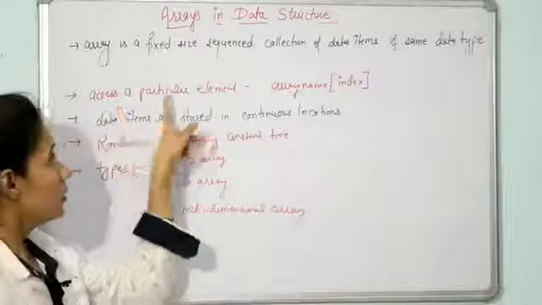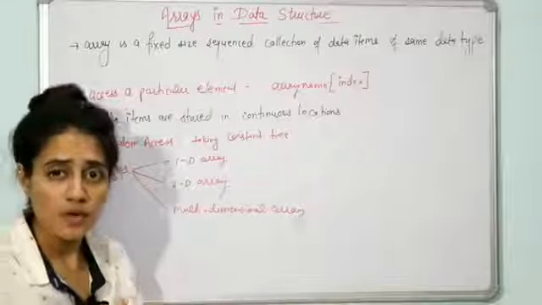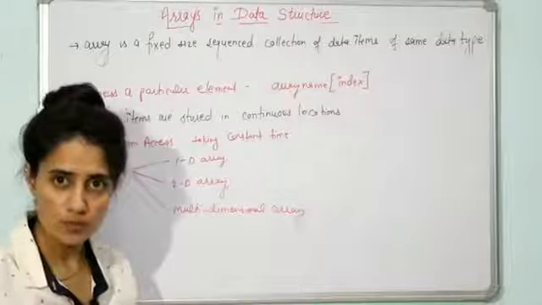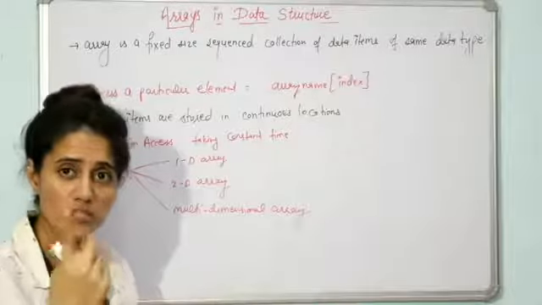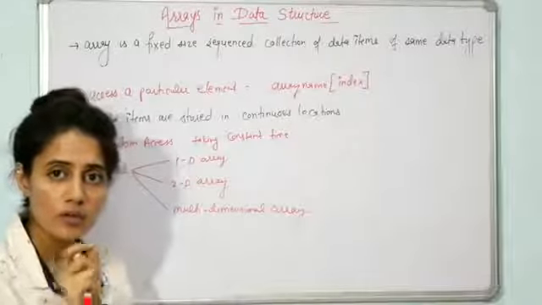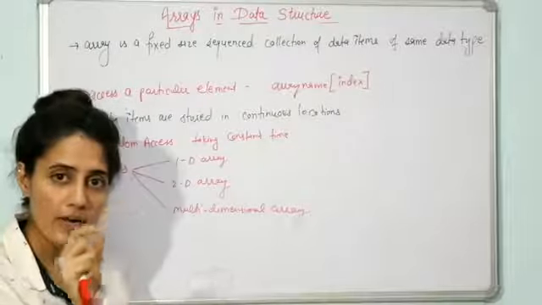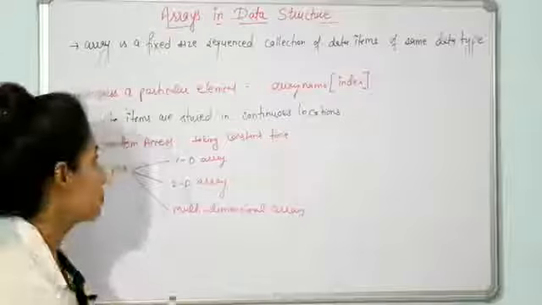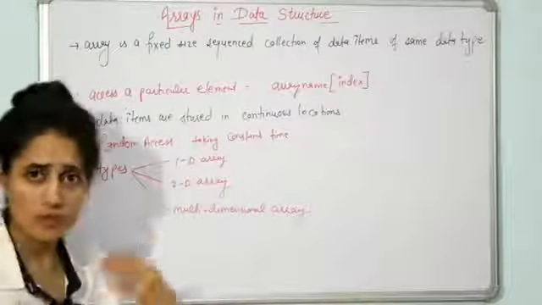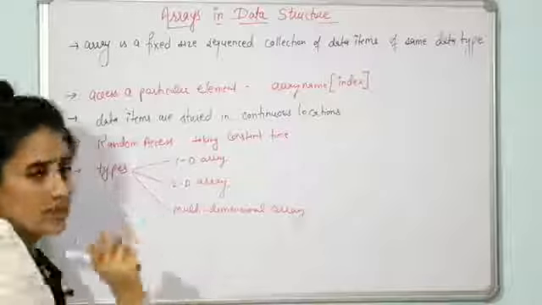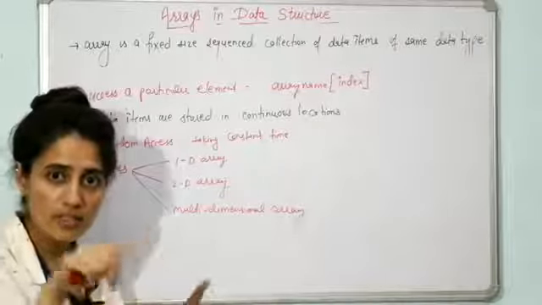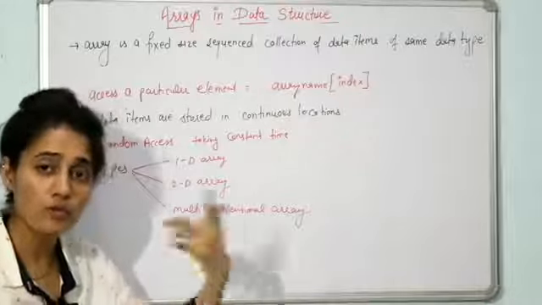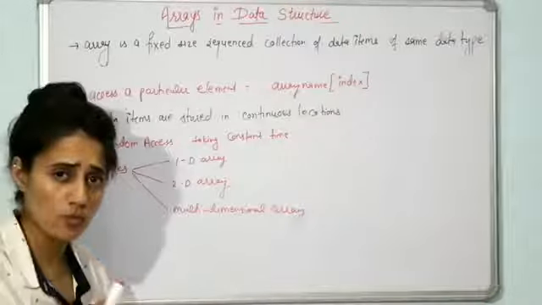Fine. To access a particular element in the array, what will you have to write? Just write the array name, and in the brackets you write the index value. Suppose you want to access the first element, then you write the array name, and in brackets you write 0, because the index starts from 0. Data items are stored in continuous locations, and random access is there. You can access any element, and that will take constant time. How you access it, I have discussed with the help of a formula.